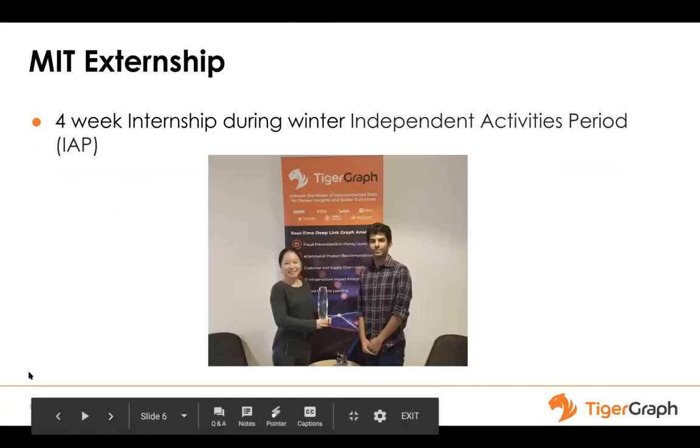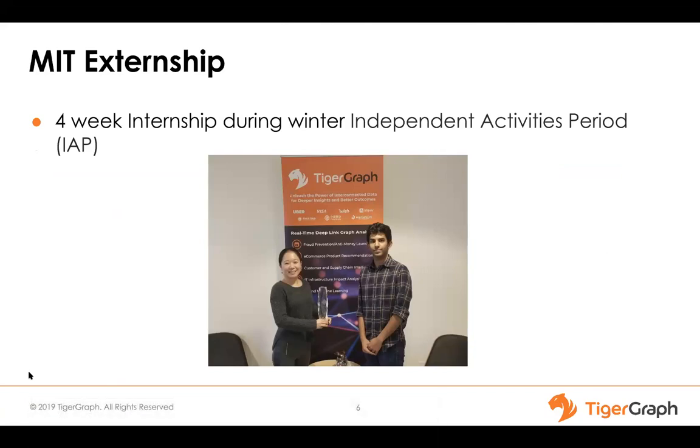Just briefly, what is the MIT Externship? MIT Externship is a 4-week internship during the winter Independent Activities Period, IAP. This year it's in January, and every year it's pretty much in January. Basically, MIT alumni host current MIT students to do projects in their current work. It's a very good opportunity for the students to get firsthand experience at an actual workplace. I was fortunate enough to host the MIT Externship this January, working with bright MIT undergrad students.